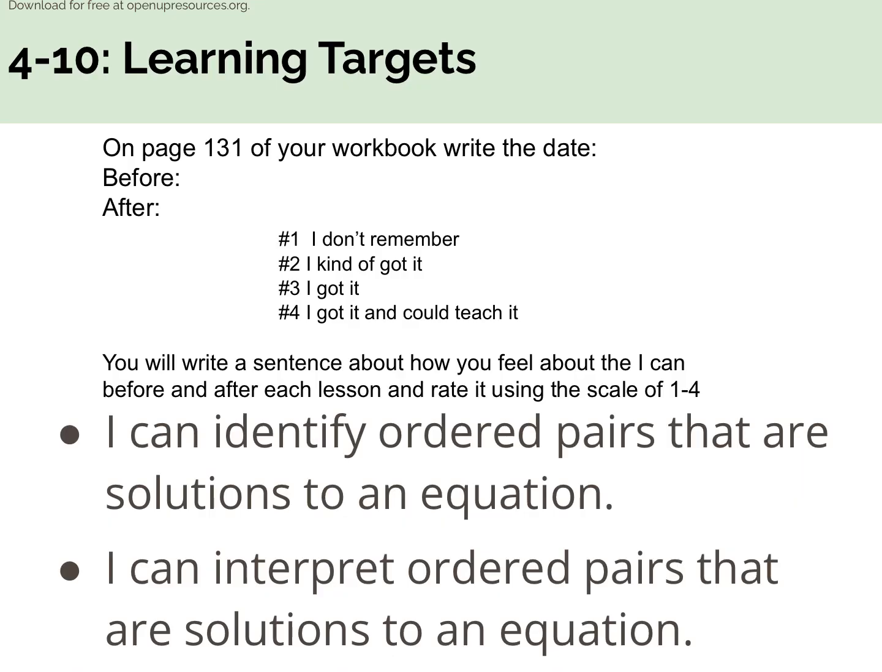All right, turn to page 131 in the back of your workbook, and we're going to read our I can statements. I can identify ordered pairs that are solutions to an equation, and I can interpret ordered pairs that are a solution to an equation. Go ahead and write a sentence about these. Give yourself a number: 1, I don't remember; 2, I kind of got it; 3, I did get it; and 4, I can teach it to my friend.